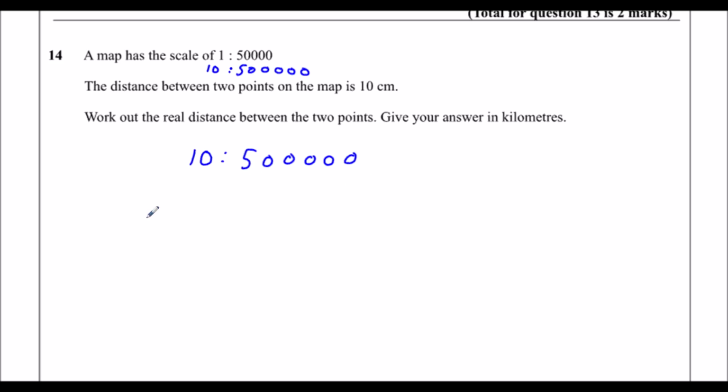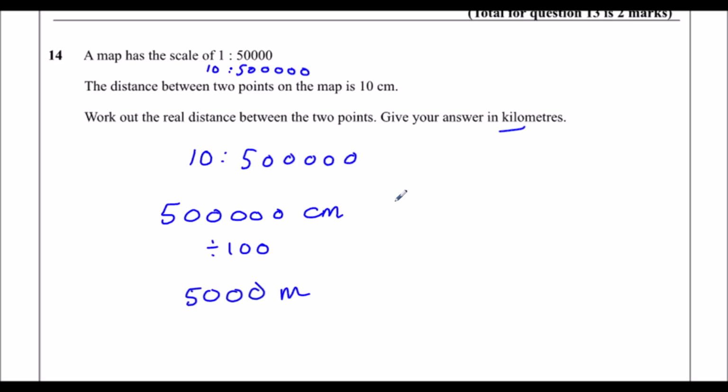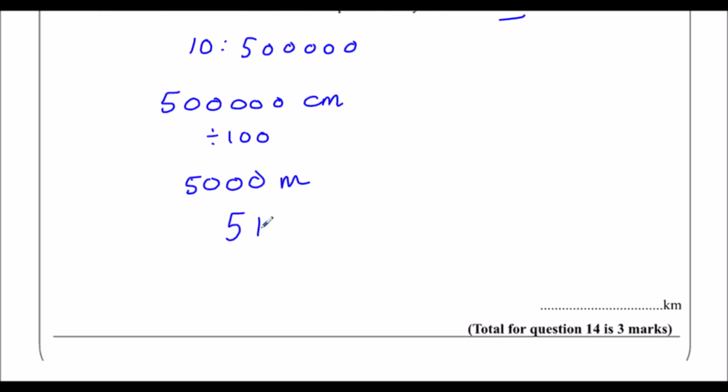So it's 500,000 centimeters, but we need the answer in kilometers. So if I divide it by 100, that would change it to meters. So divide 100. So that's 5,000, taking off 2 zeros. 5,000 meters. And a kilometer, km, that means 1,000 meters. So how many 1,000 meters have I got? I've got 5 kilometers. 5,000 meters.